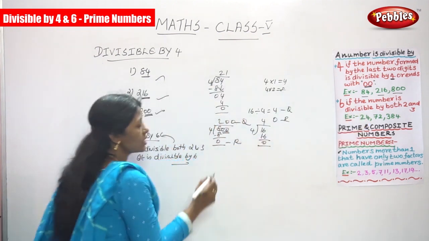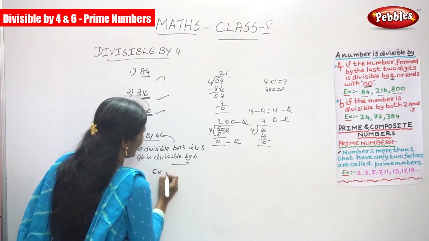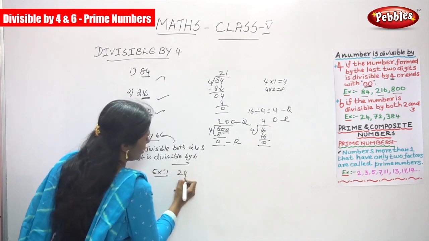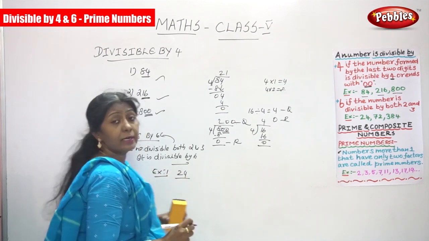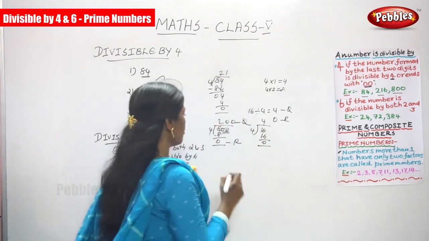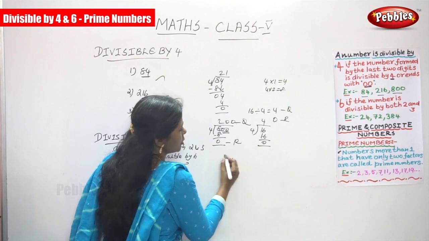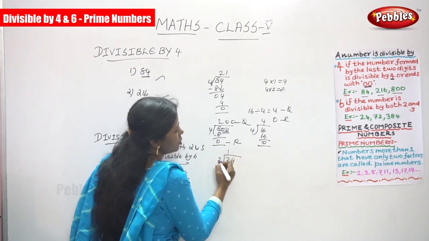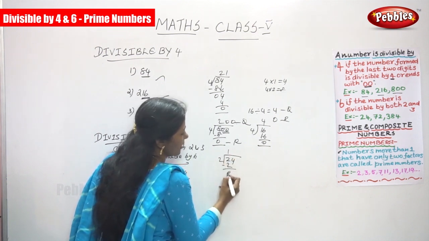Look at the number 24. The first example is 24. Whether 24 is divisible by 2? Yes, it is divisible by 2. Check the number 24: 1 2s are 2, 2 minus 2 you get 0.